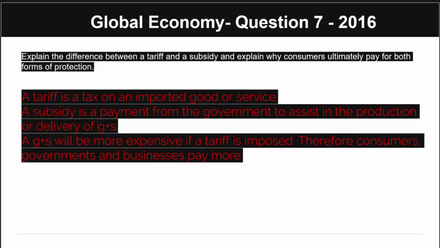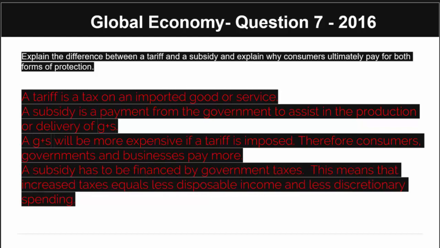Important thing to note here is that the good or service will be more expensive if a tariff is imposed, and therefore consumers, governments and businesses will pay more. A subsidy has to be financed by government taxes. This means that increased taxes equals less disposable income and less discretionary spending by all sectors.